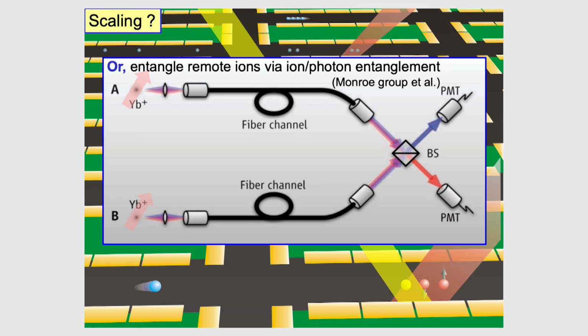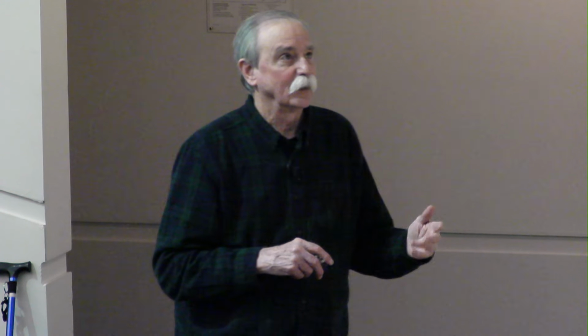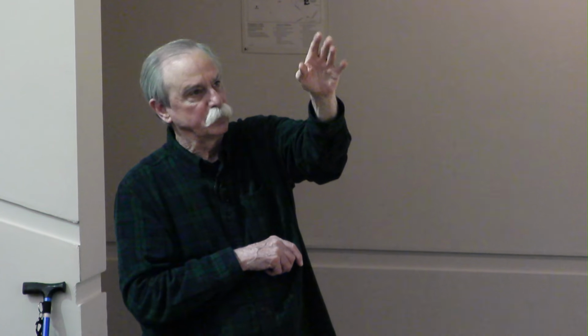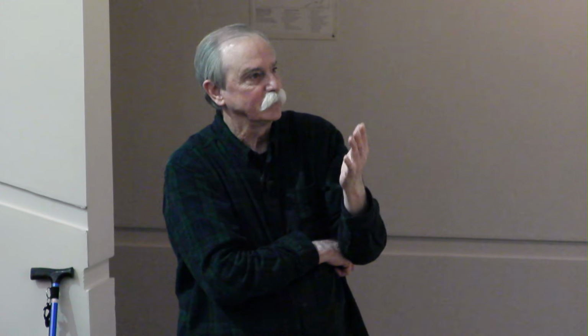I won't go into this here. It's probably too heavy a detail. We have other ways. In the cartoon, I showed where we bring two ions together to do a quantum gate. We can also entangle ions by having the two ytterbium ions on the left spontaneously emit photons, and then we interfere them on the structure on the right, and we can actually prepare the ions in states that are relevant for the quantum gates.